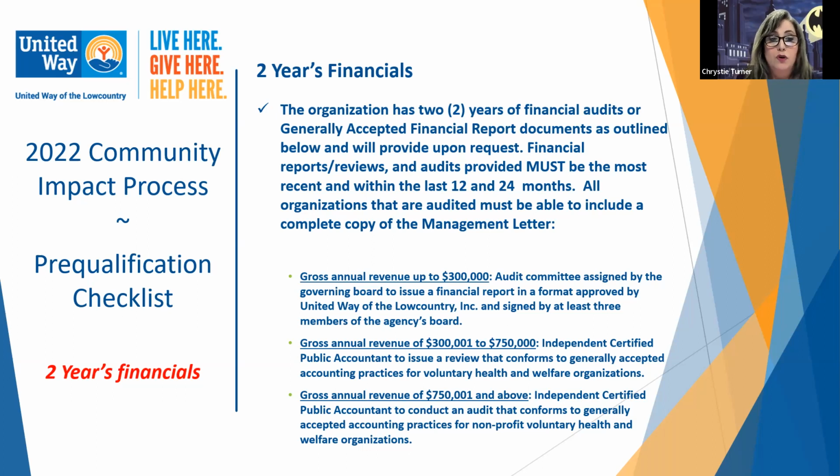So if you are a small organization and you provide your financials, your P&L and your balance sheet to your board of directors, then that's what we need, the last approved P&L and balance sheet, signed off on by 3 of your board members. If your gross annual revenue is 300,001 to 750,000, then we do require an independent certified public accountant to issue a review. And if you're $750,001 or above, then it's an independent audit that's required.